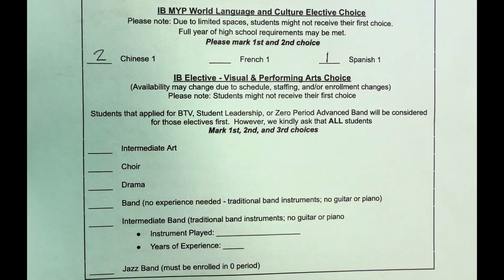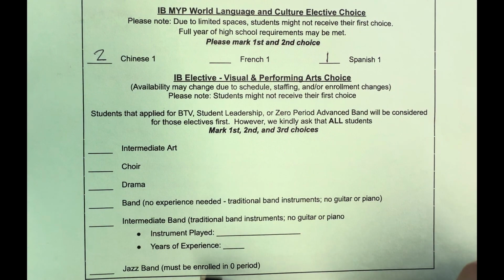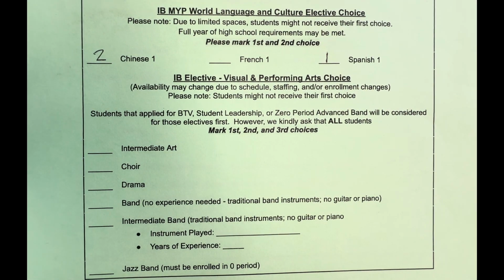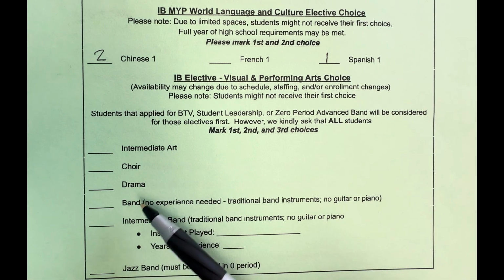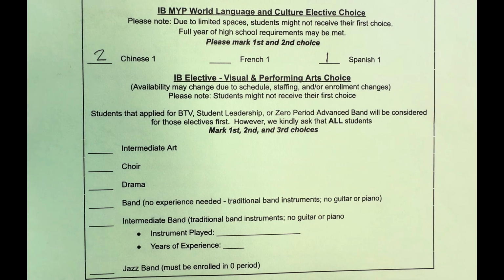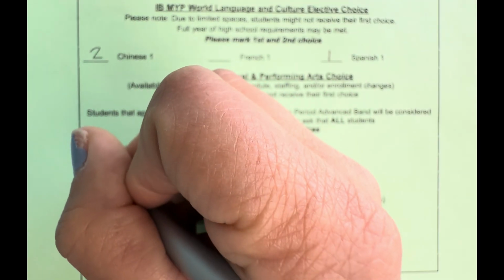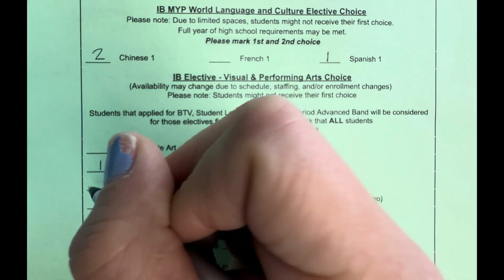Even if you fill out an application for BTV, student leadership, or any of those other options, it's really important that you also fill out your choices on the paper, just in case we can't get you that first choice. So looking down here at the bottom for my current 6th grade diplomats, your choices are intermediate art, choir, drama, band, intermediate band, or jazz band. Again, we're going to ask you to please mark your first, second, and third choices. So for example, maybe my first choice is choir, my second choice is band, and my third choice is drama.